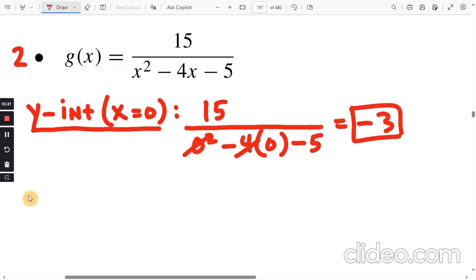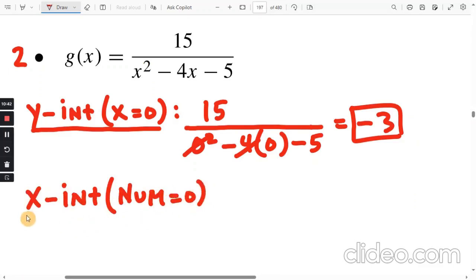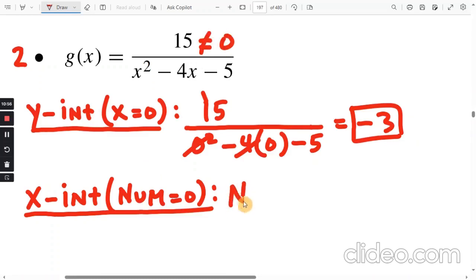And the x-intercept. What did we say for the x-intercept? The numerator equals 0. Now, on this function here, can the numerator ever equal 0? No. If you set 15 equal to 0, that'll never happen. So as far as the x-intercepts, there are none, because 15 can't equal 0.